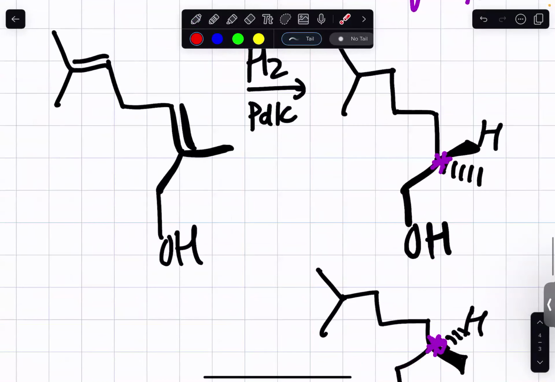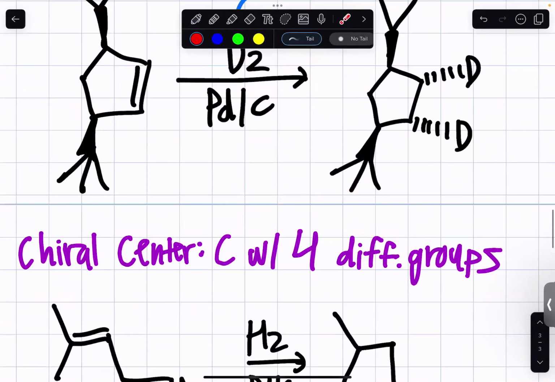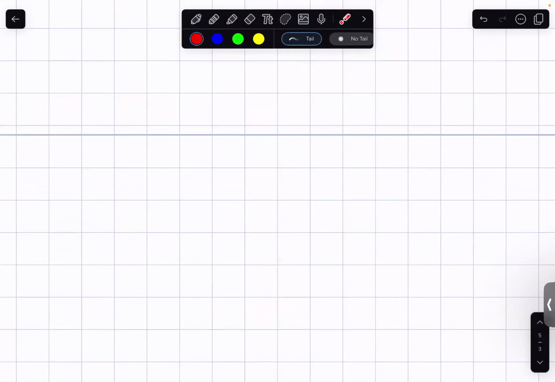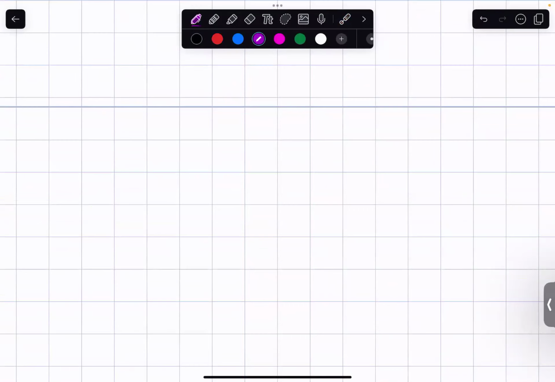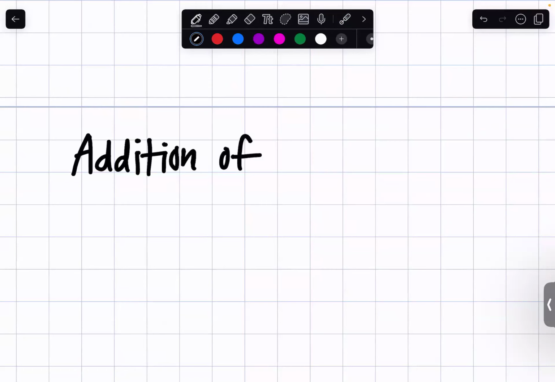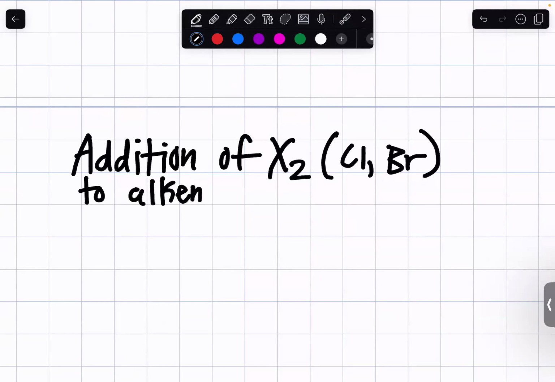Do you want to do practice problems on this hydrogenation or move on to the next reaction? We can move on. Okay. So, do you want to go over the reaction that has diastereomers instead of enantiomers? Yeah. Okay, let's do that. The other reaction is going to be addition of X2, where X is usually Cl or bromine, to an alkene.